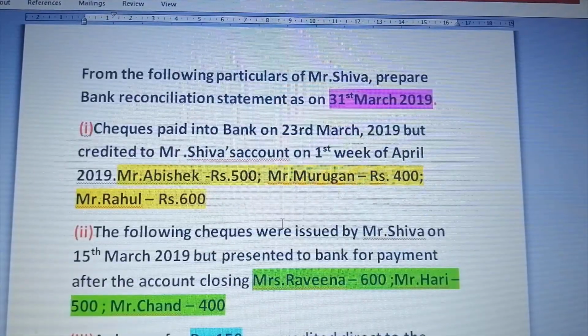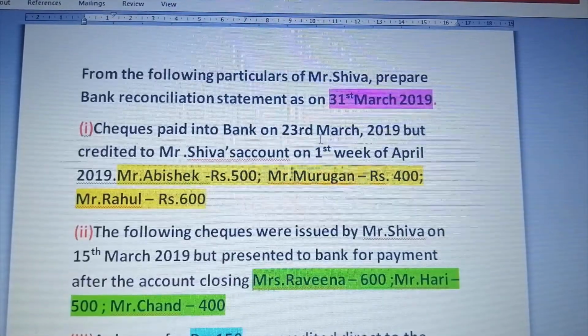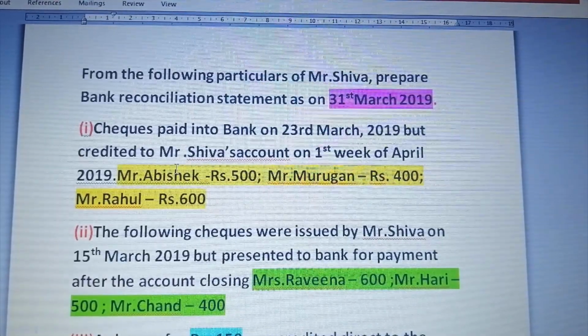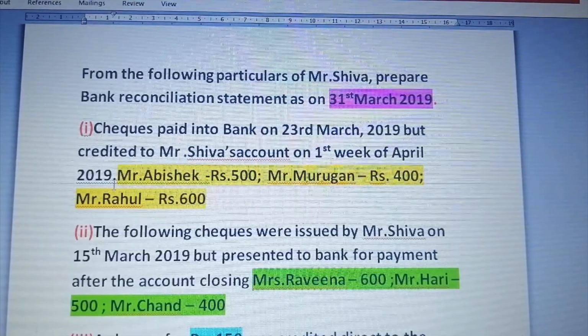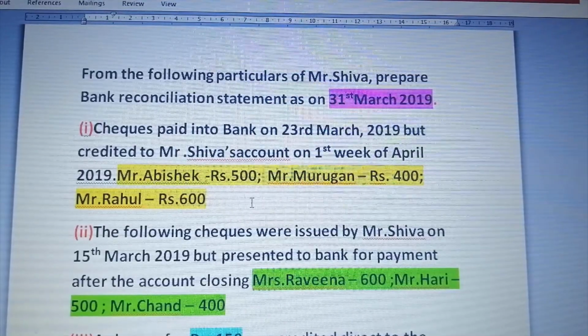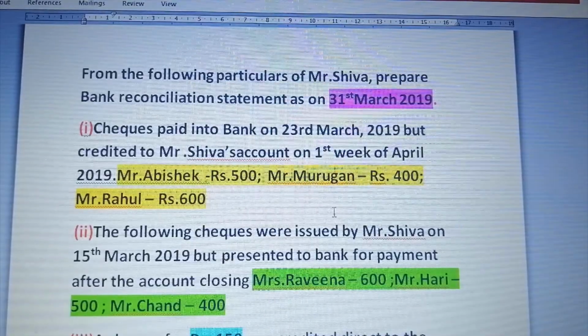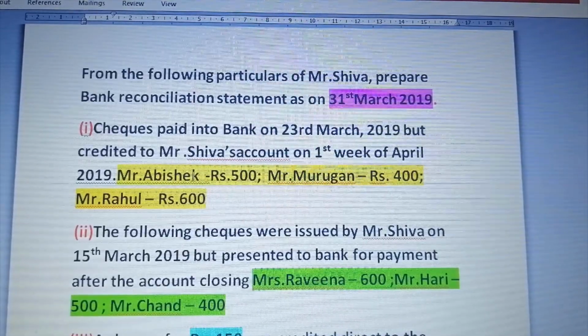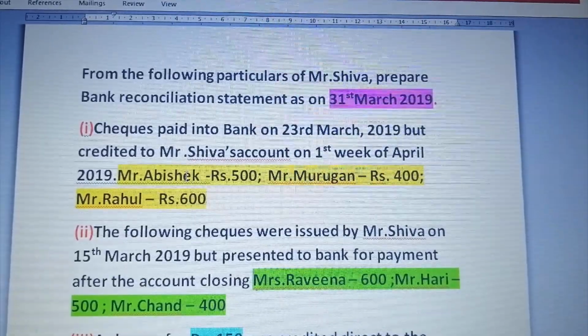See the first one. Checks paid into bank on 23rd March 2019 but credited to Mr. Shiva's account in the first week of April 2019. These checks were collected from Mr. Abhishek 500 rupees, Mr. Murugan 400 rupees and Mr. Rahul 600 rupees. Let me explain this transaction elaborately.